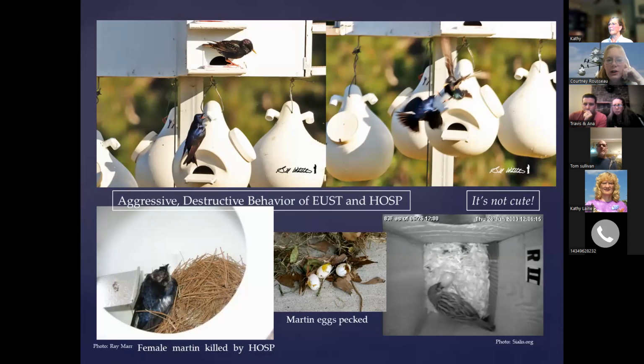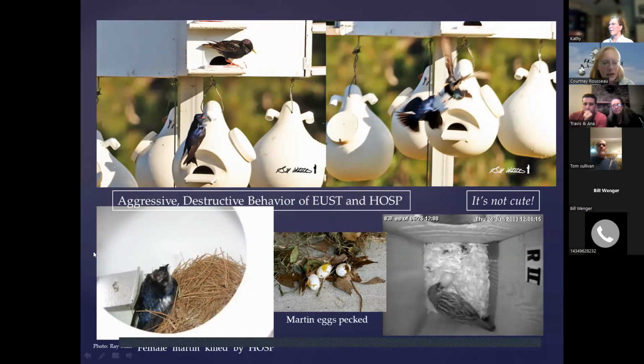And even though the starlings were not nesting in the gourd and were not interested in trying to get into the gourd, they chased and fought the martins, as you see in this picture here on the right, away from their gourd. And after this picture was taken, that pair of martins was never seen at that colony again. And in fact, that colony had no martins at all that year.